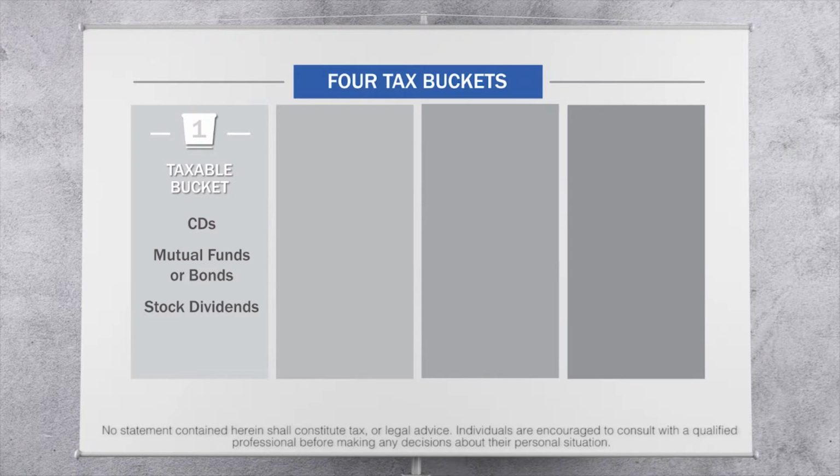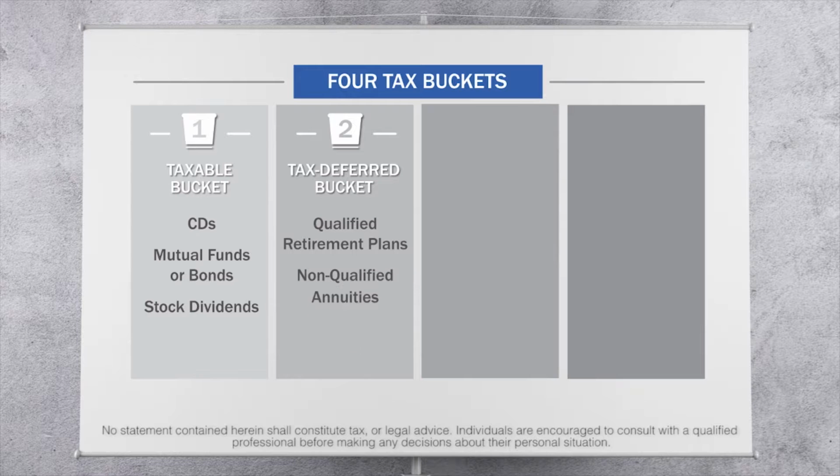The second bucket is your tax-deferred bucket. Generally speaking, there are 3 primary vehicles that fall in this tax-deferred bucket. Qualified retirement plans, that is your 401k, 403b, 457, or IRAs. Non-qualified annuities also fall in this bucket, as well as any savings bonds. Those are all tax-deferred, so those all fall in this bucket.